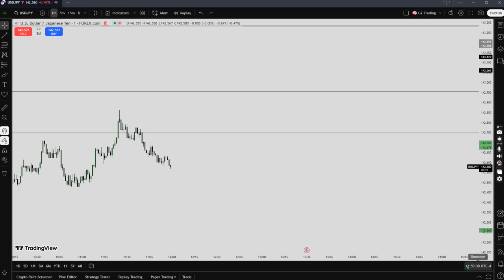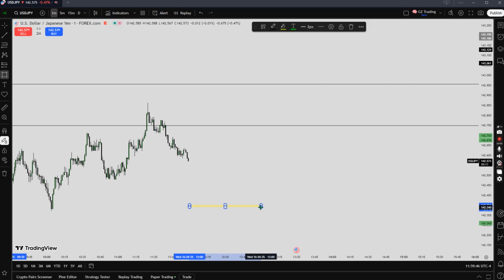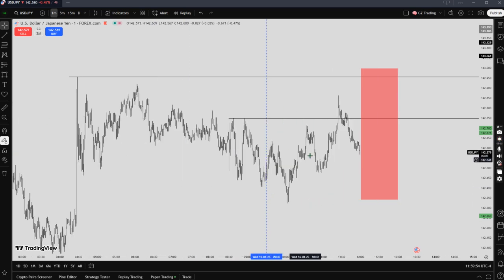It's currently 11:59 New York time, so near lunchtime. Remember, we don't trade during lunchtime. So within this time period right here, from 12 all the way to 1, we don't want to be trading, because it's lunchtime in New York, so the market doesn't move as we want it to.